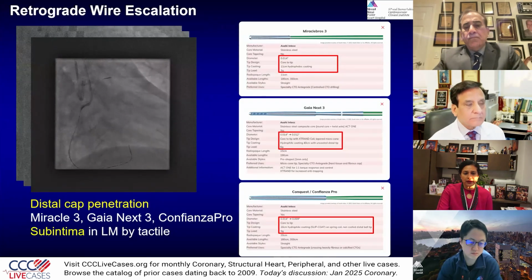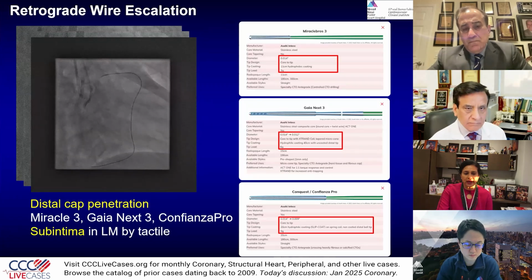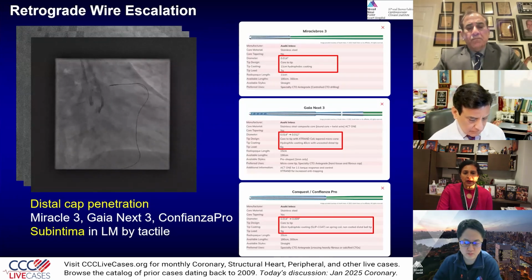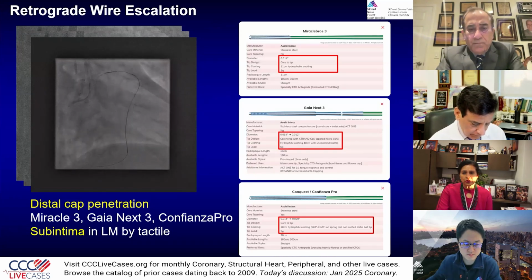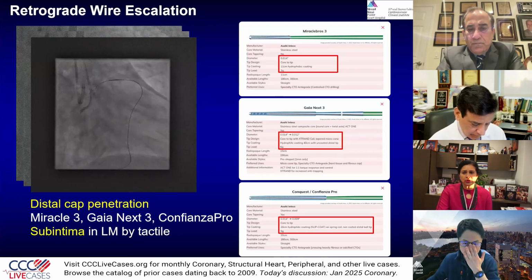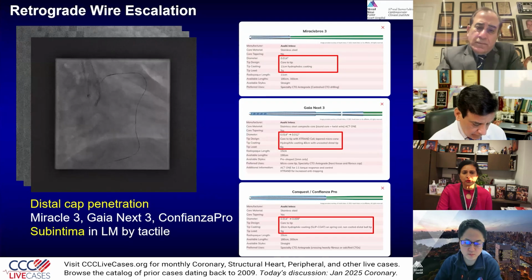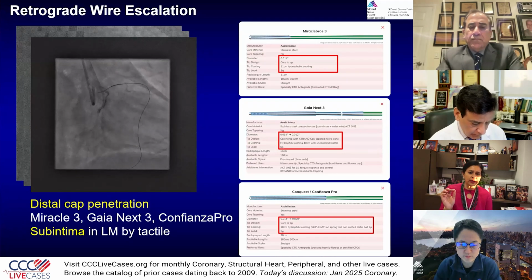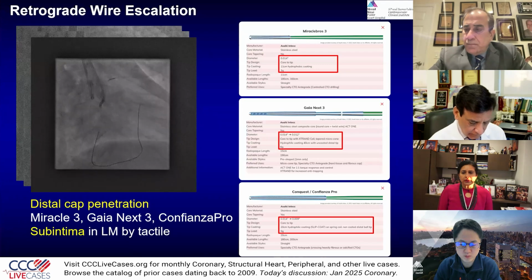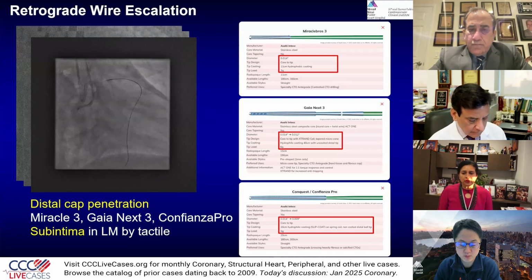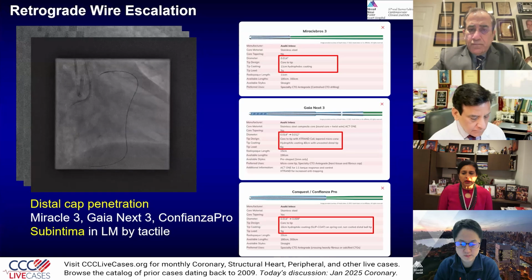So this is where we get the distal cap penetration. We use Miracle 3, then we use Gaia, then we use Confianza. So I hope I'm making it clear why we used each wire. The Miracle 3 is a very old Asahi wire. The tip has a hydrophobic coating, and because of that, your tip torque is better managed. Gaia and Confianza have a hydrophilic coating at the tip, and both are tapered.